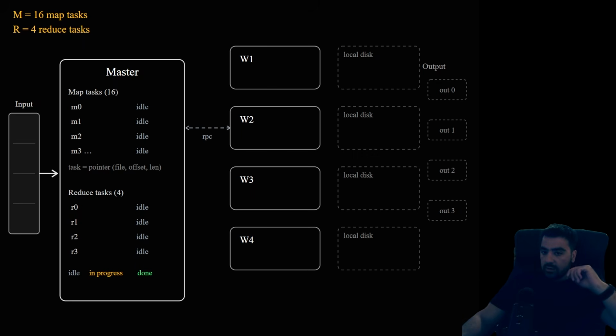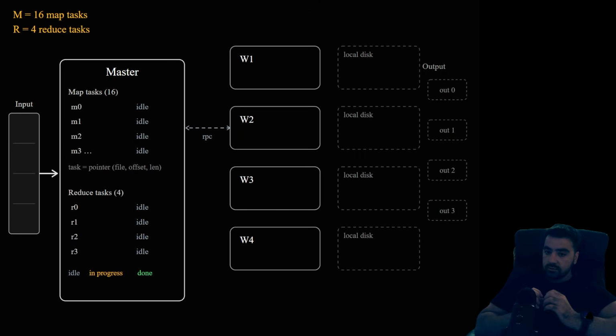Each one of these tasks is also going to have a status. We're going to have the status idle, meaning the task is not scheduled on any worker yet. We're going to have in progress, meaning it's scheduled on a worker and is running. And we're going to have the status done, meaning the task was completed. Likewise, the master defines the reduce tasks based on the number R that we specified. Over here, we have 4, so we're going to simply define R0 to R3, with a status specified for each task.